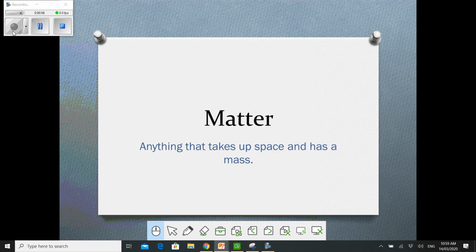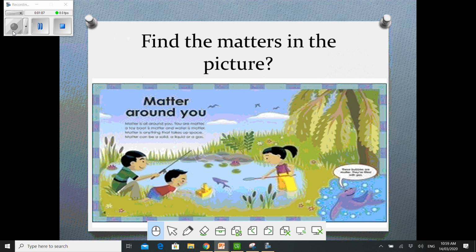So my mobile is matter. The tissue is matter. My laptop is matter. And you, what do you have? Look at this picture. Can we find the matters in the picture? Yes, we can. I will say some of them. Here the tree, the people, the birds, the rocks, the water, the fish, and the toy, we call them matter.